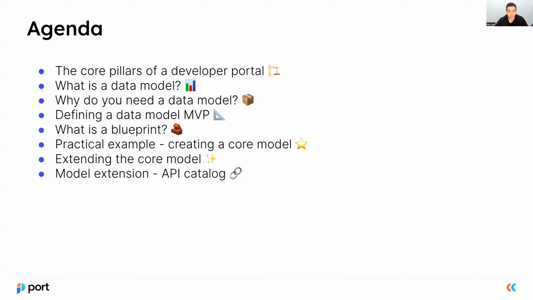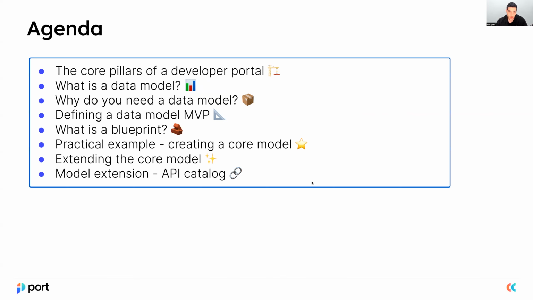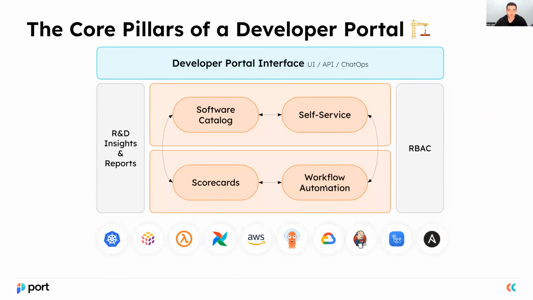First, we're going to create what we call a core model. And then we're going to talk a bit about extending that model. And we're going to show a concrete example of a model extension through creating an API catalog inside our developer portal. So first of all, let's start with the core pillars of a developer portal.